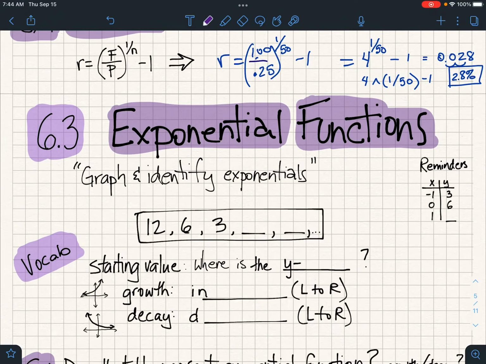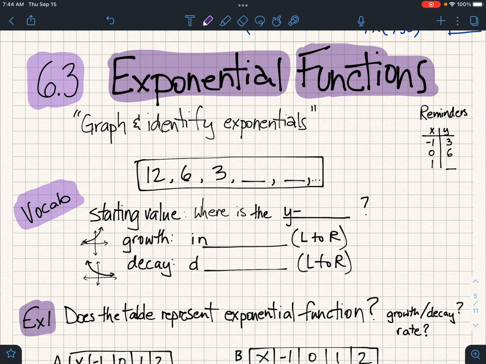All right, here we go. Notes on 6.3, exponential functions. We are in this unit looking at how we graph and identify exponentials.